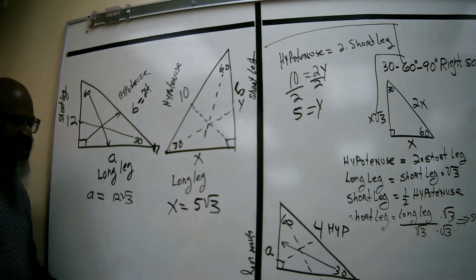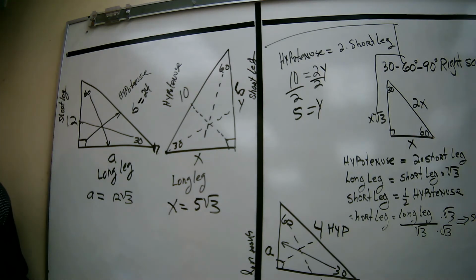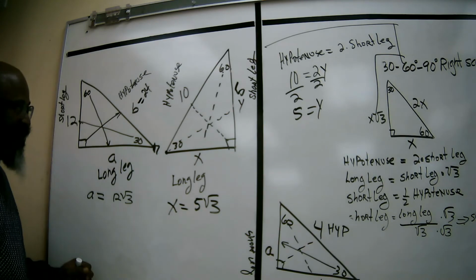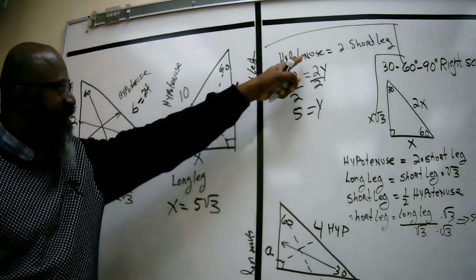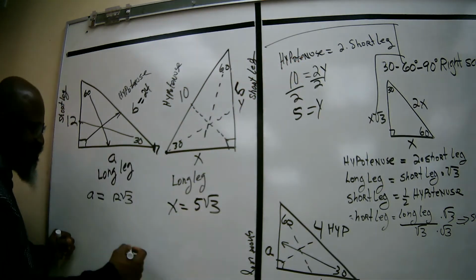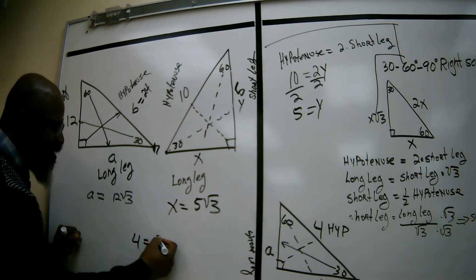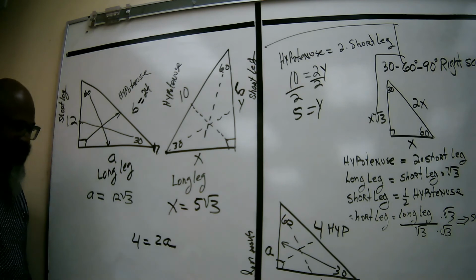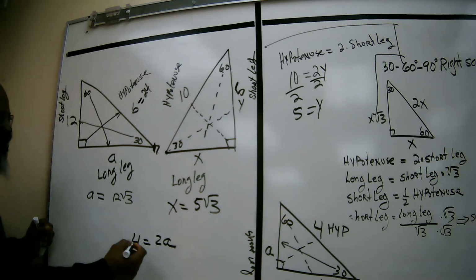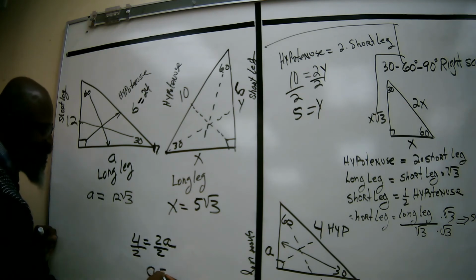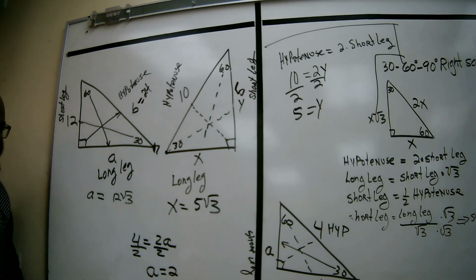Now I know there's a relationship between the hypotenuse and the short leg. The short leg is half of the hypotenuse. So I can take half of the hypotenuse. So I will use the same formula. Right? Hypotenuse is 4. Is equal to 2 times short leg. That will be 2 times A. Then I can find A. I will divide by 2. In this case, A is 2. My short leg is 2.